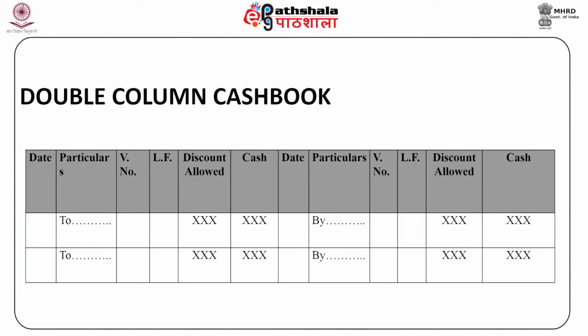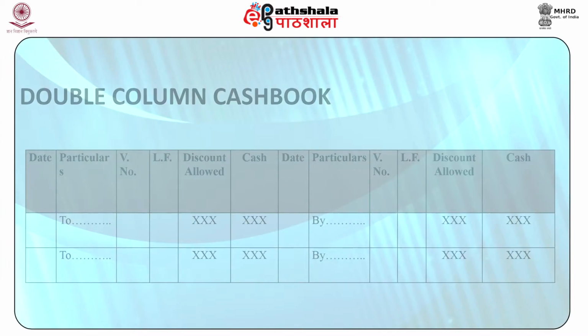This cash book has two columns on each side, to record cash transactions and discount allowed and discount received. The debit and credit sides of cash columns record receipts and payment of cash. Discount allowed and discount received are disclosed to the debit and credit sides of discount columns respectively. The cash book is prepared in T-shape format in this manner.